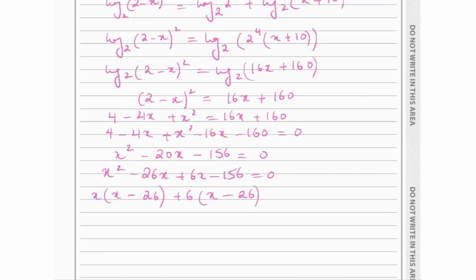And as you can see, our equation is getting factorized. x minus 26 times x plus 6. So one value of x is 26 and the other is negative 6.